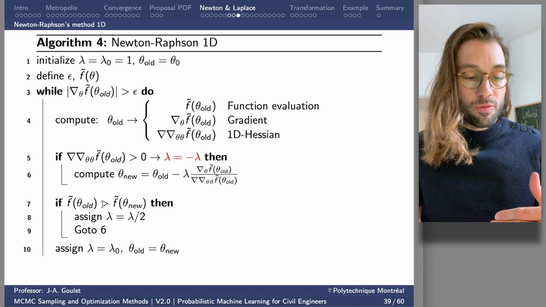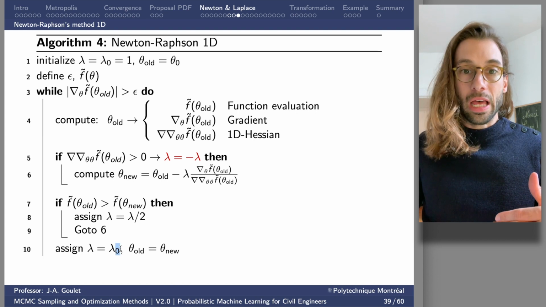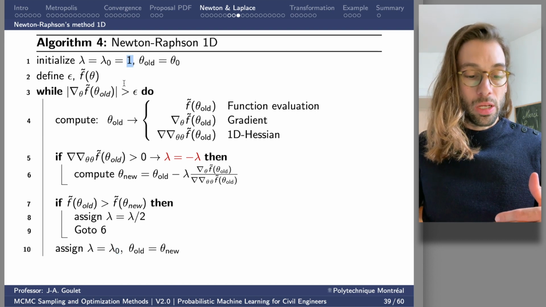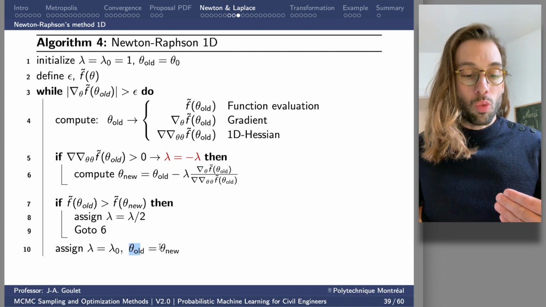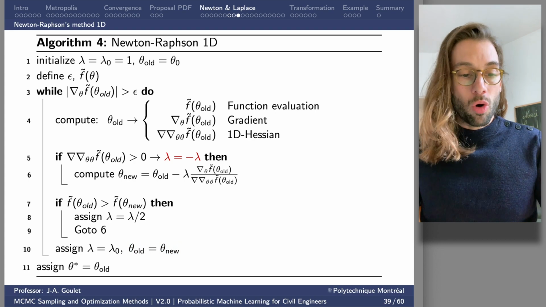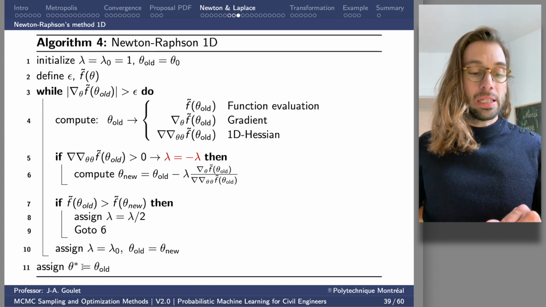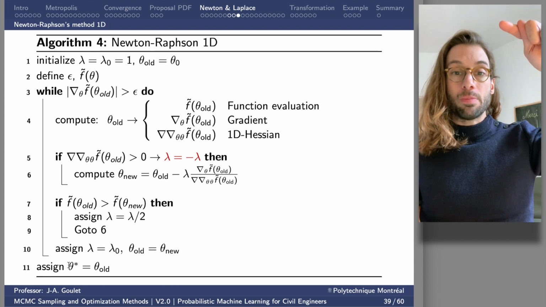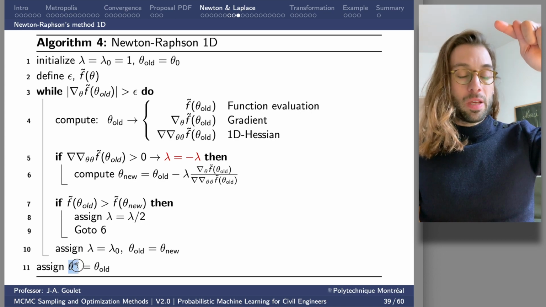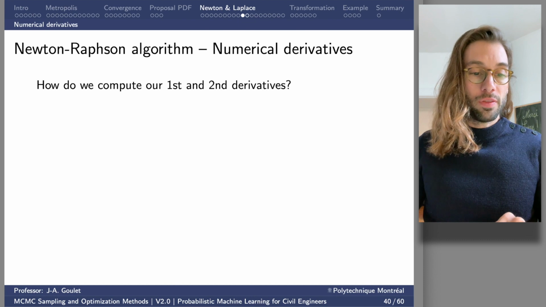Then once I've passed this criteria, I say lambda is going to equal my initial lambda 0. In most cases, we're going to use lambda equal 1. And I'm going to say my current position is the one that was proposed, theta new. And once I've converged over all my steps, I say my optimal value, the one that's going to maximize my target PDF, is going to be theta star equal to my latest value of theta.